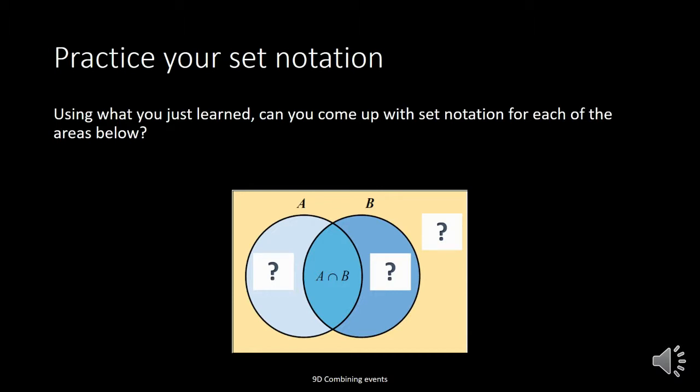So looking at the bit that's just A, this one here, we've got A intersection B prime. It's the intersection of all of A with the complement of B, all of not B. And the same thing over here, we've got the intersection of B and A prime. And the outside bit that's neither A nor B is the intersection of A prime and B prime.